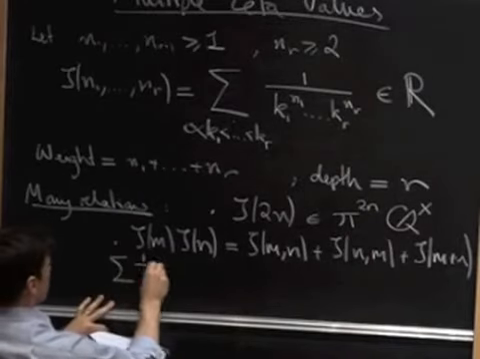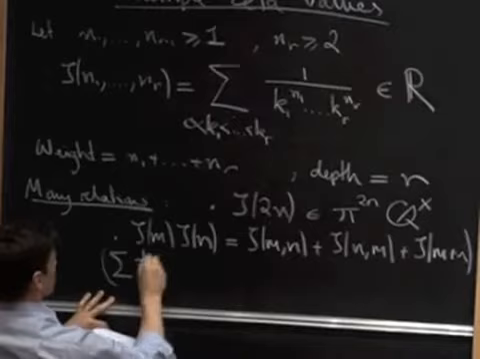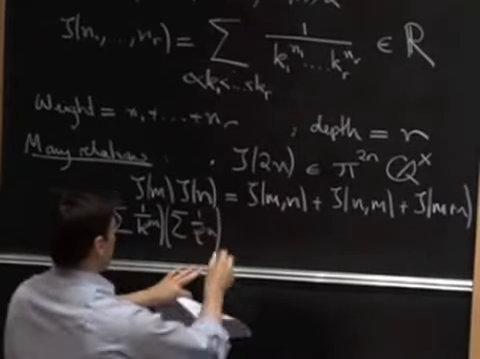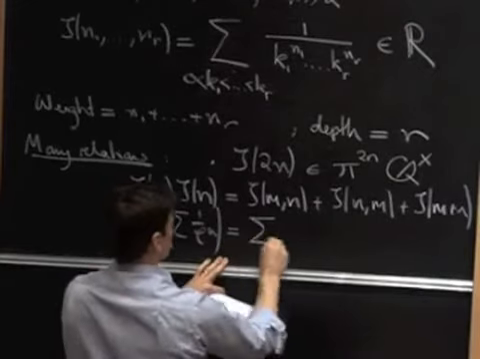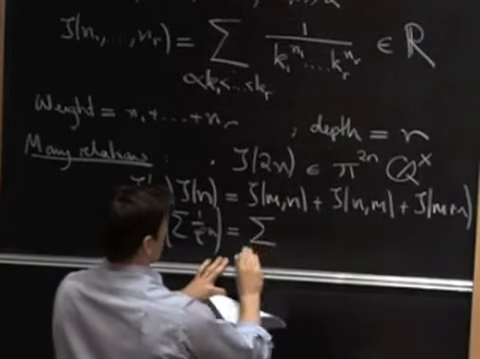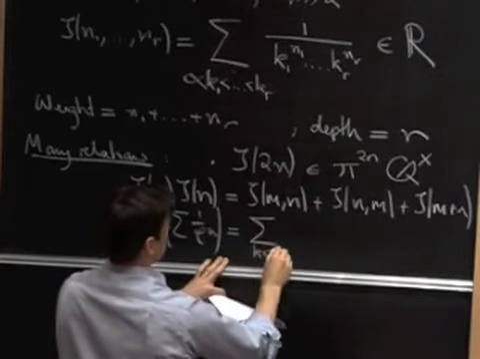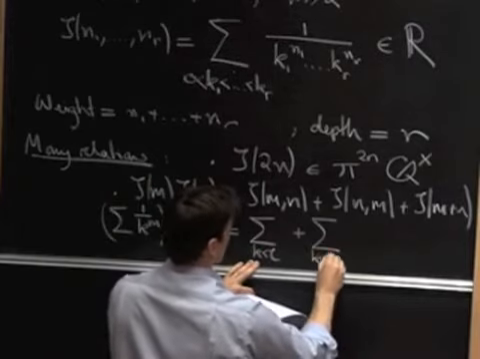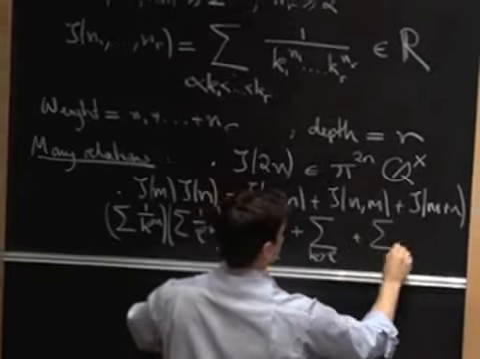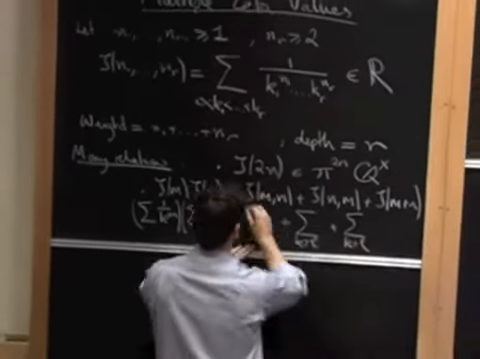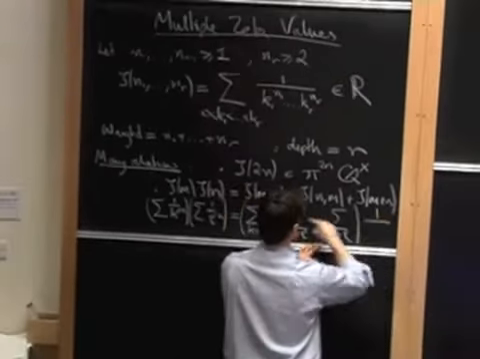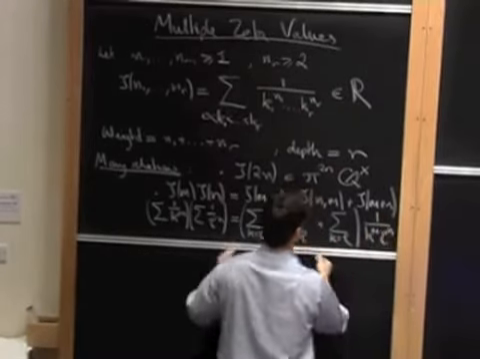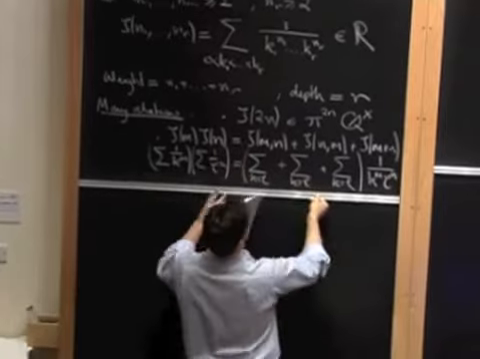You just write out the definition: 1 over k to the m times 1 over l to the n, and you decompose the domain of summation into three pieces: k less than l, k greater than l, and k equal to l. And each of these three pieces corresponds to one of these three terms here. So this identity is also due to Euler.